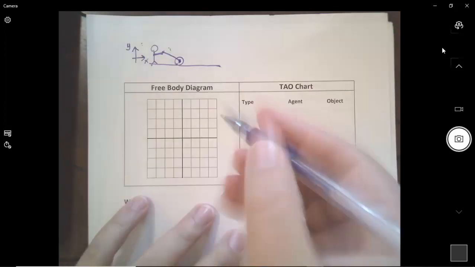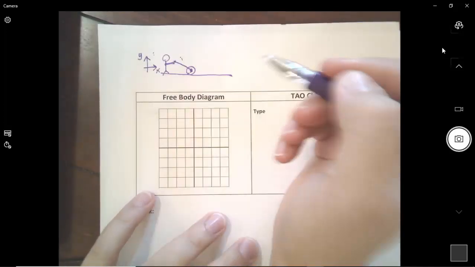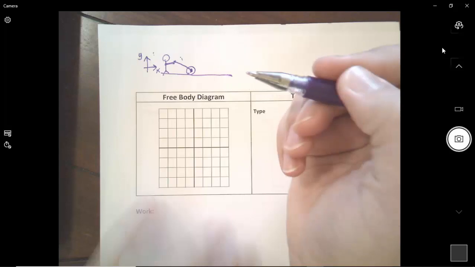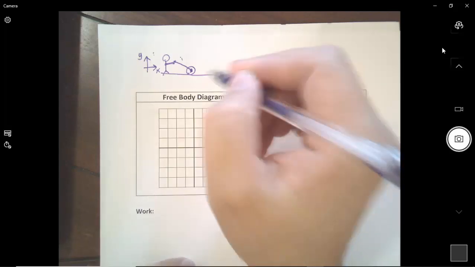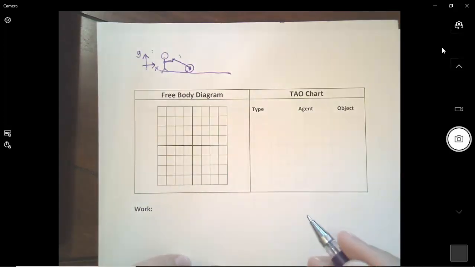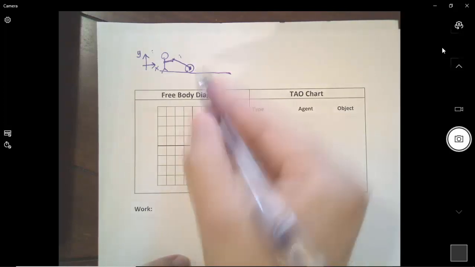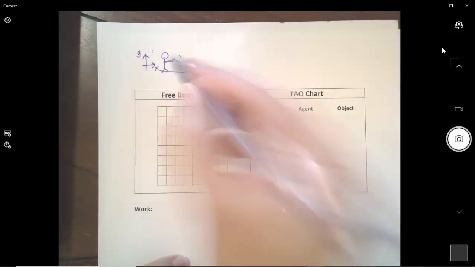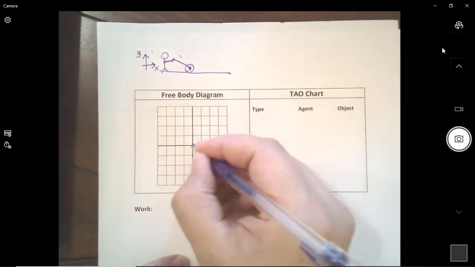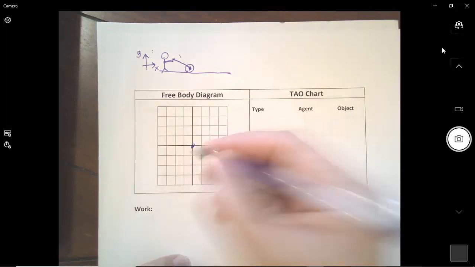So now we need to figure out the forces on the lawnmower. I like to start with weight, and so we need to pick a certain number of tick marks for weight. It doesn't really matter how many tick marks. I like to start with just 3, just to choose a number.